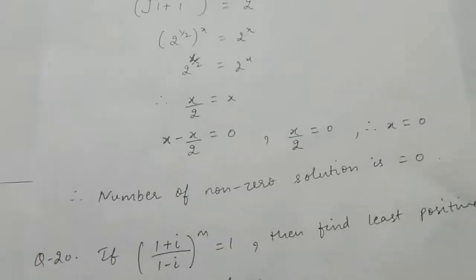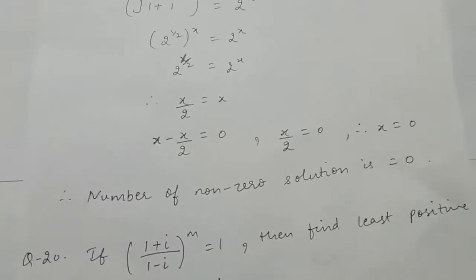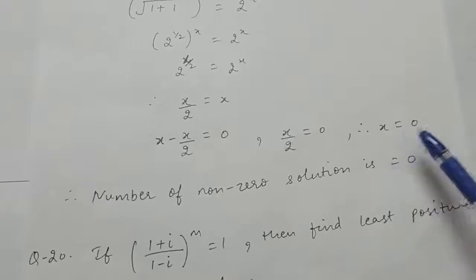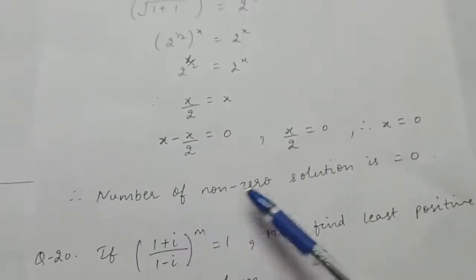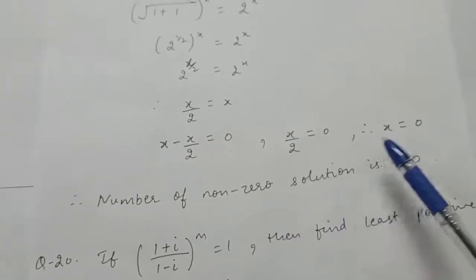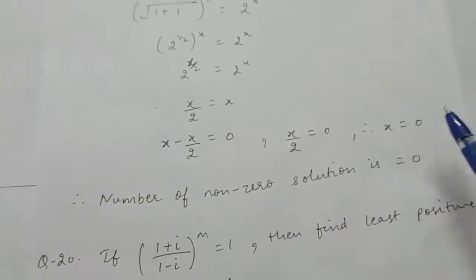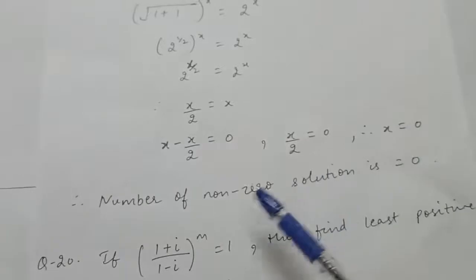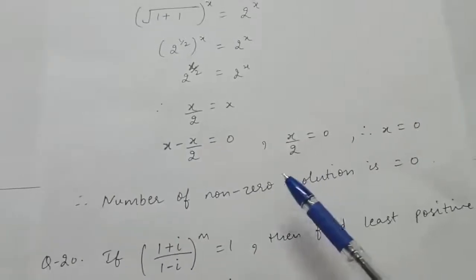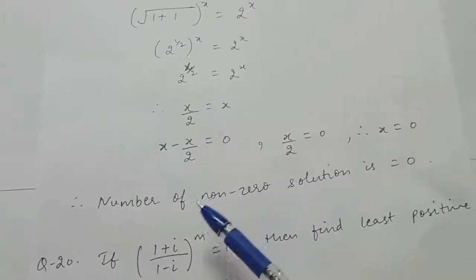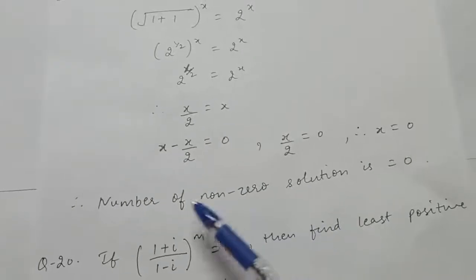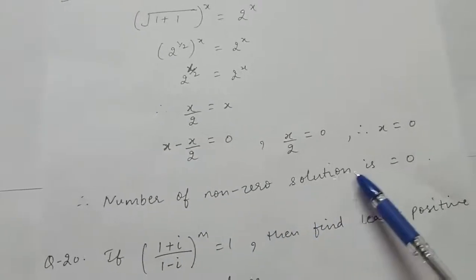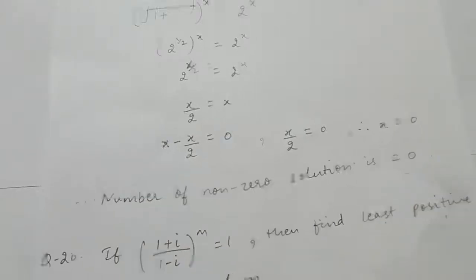So see, when we solved this equation, we got the value of x as 0. They have asked the number of non-zero solutions of x. So x has only one solution which is also 0. Therefore, there is no non-zero solution of x. There is no solution of x which is non-zero. Therefore, the number of non-zero solutions is 0.